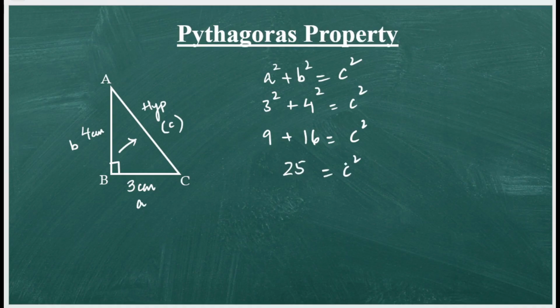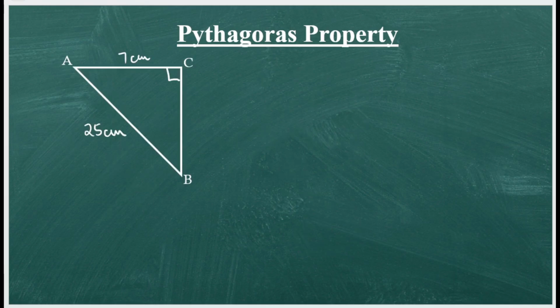Now 25 is equal to C square, but I want to find the value of C. Whenever we go from C square to C, we always take the square root of the other side. Now what is the square root of 25? It's 5, and so the value of C comes out to be 5 centimeter. Let's do one more question.